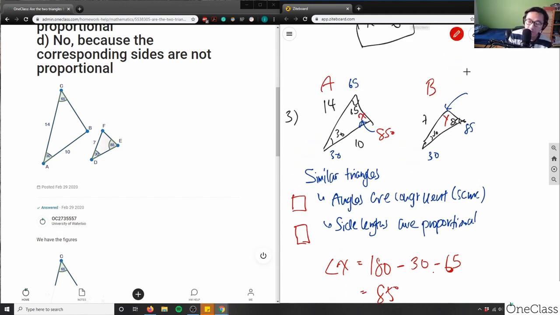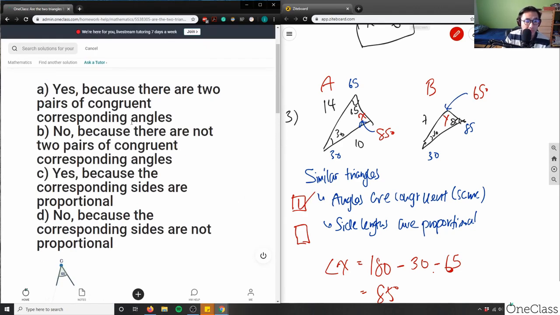So now I have to ask myself, are these two triangles congruent in terms of angles? And the answer is yes, because I have here 30, 65, 85, and I have 30, 65, 85. The triangle is just rotated differently, but I have the same angles here, which means my angles are congruent, which is great. Oh, this is angles and sides, right? So the angles are congruent, so that's good.